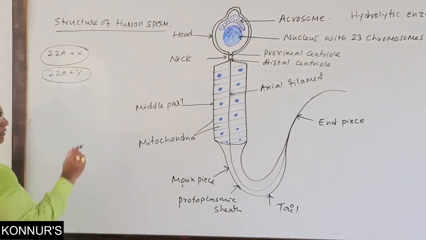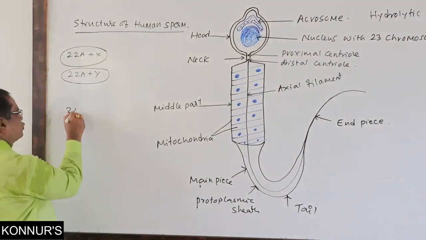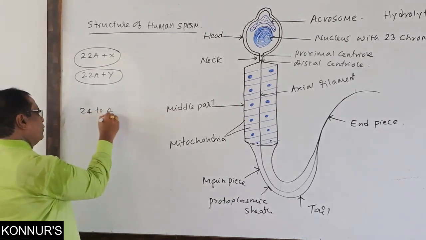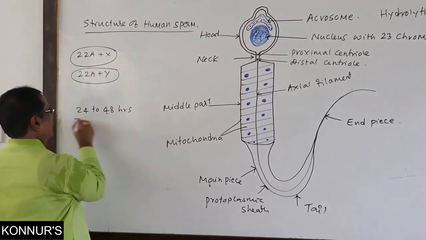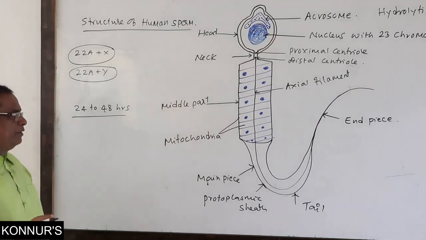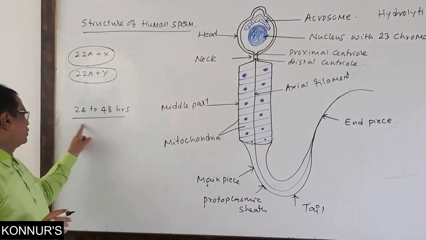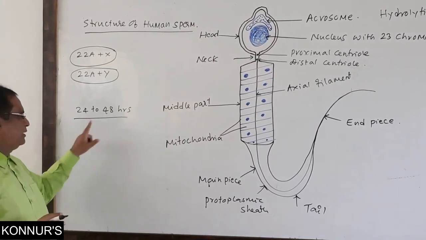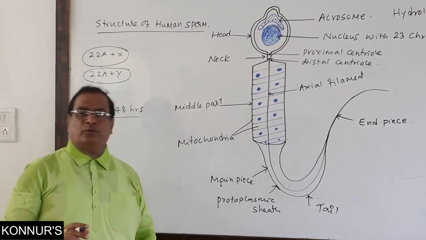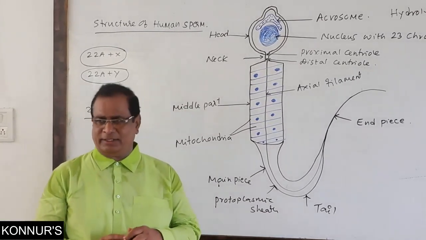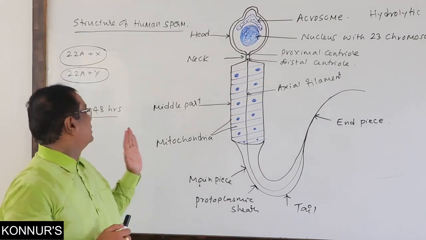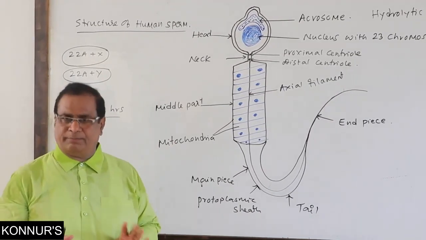The lifespan of human sperm is 24 to 48 hours. Within this time, it has to fuse with the egg, hence the fertilization. It is about the structure of human sperm.